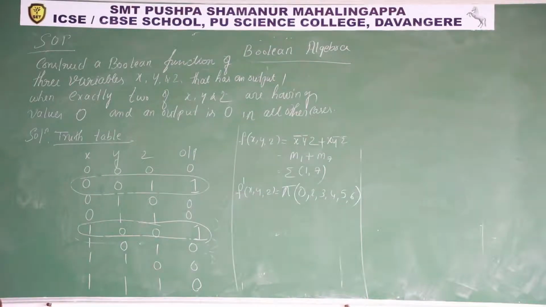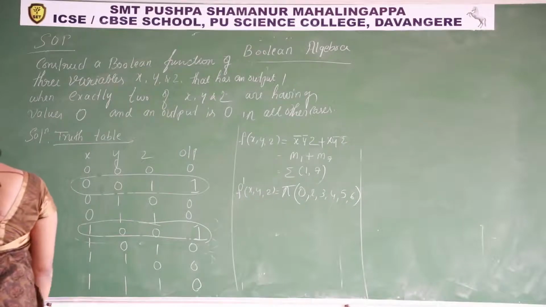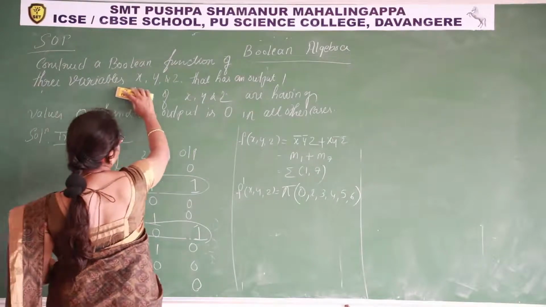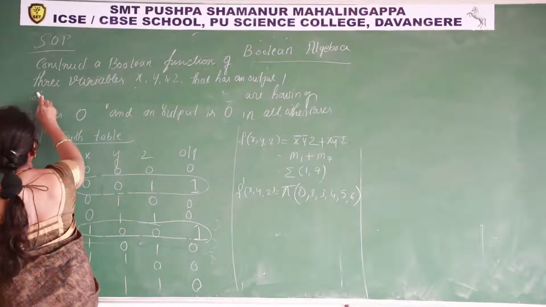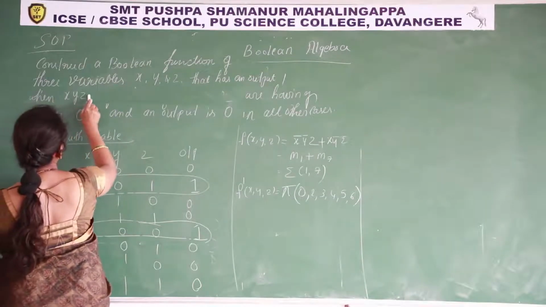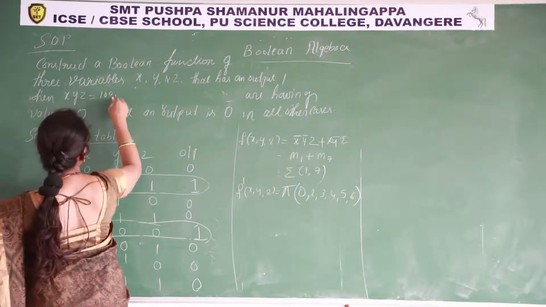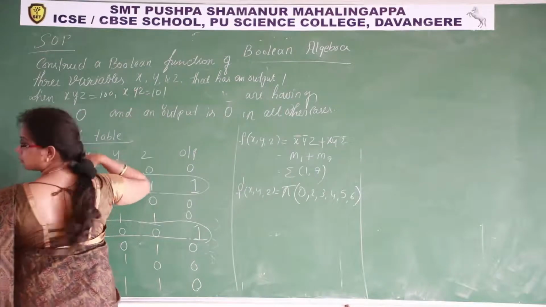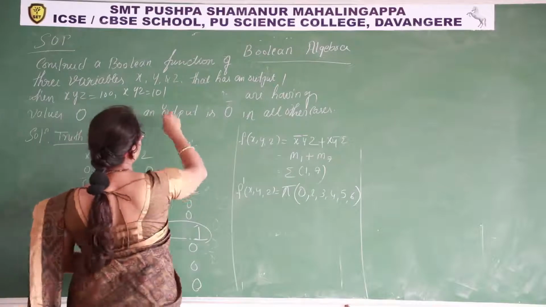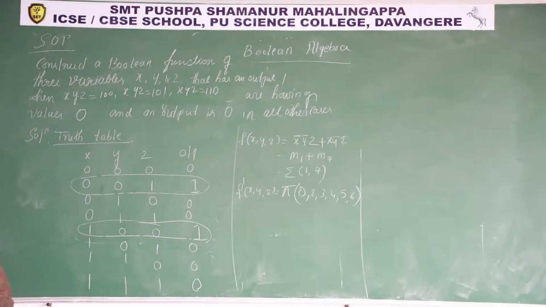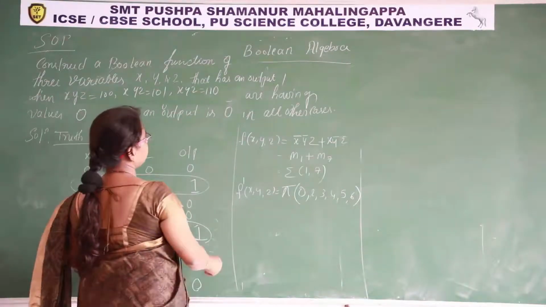Next, same pattern question. Construct a truth table for 3 variables x, y, z that will have output 1 when x, y, z is equal to 100, when x, y, z is equal to 101, and 110, and x, y, z is equal to 111.